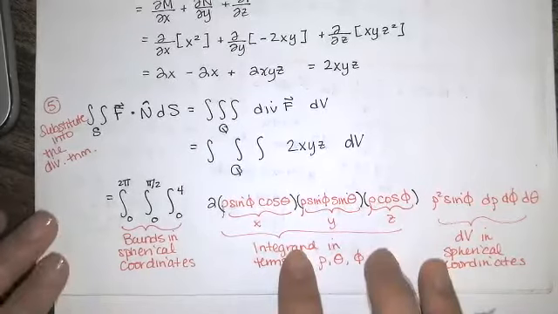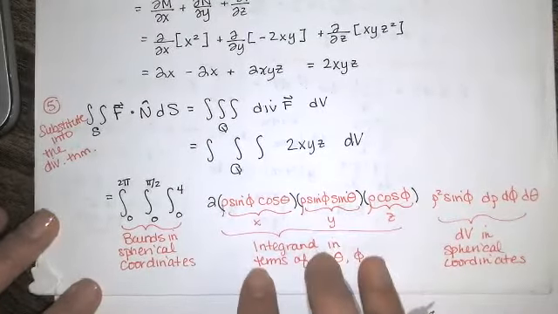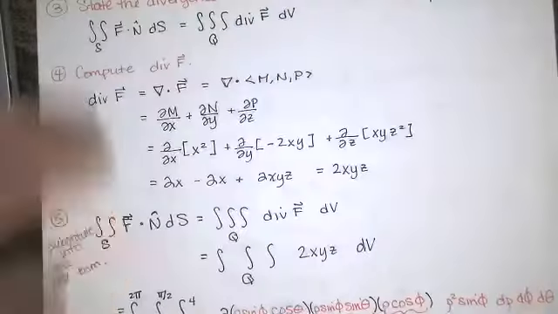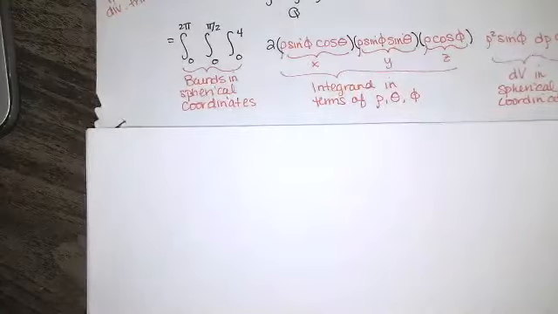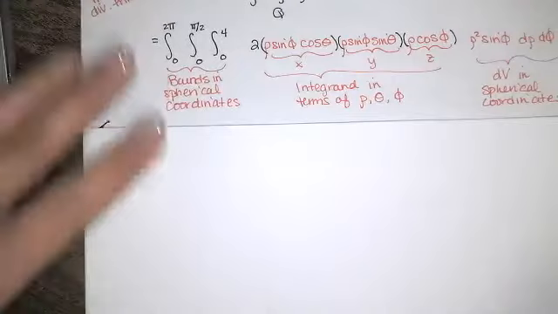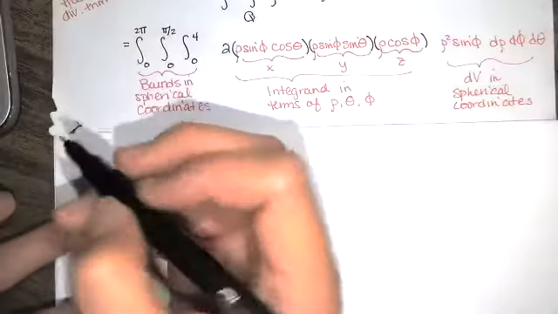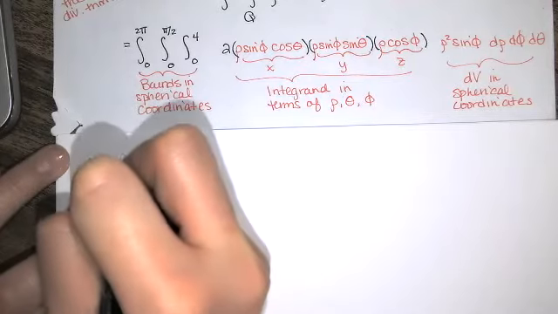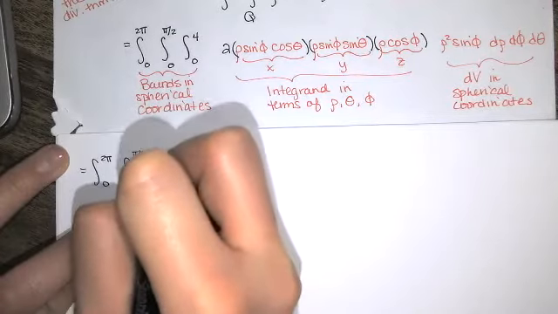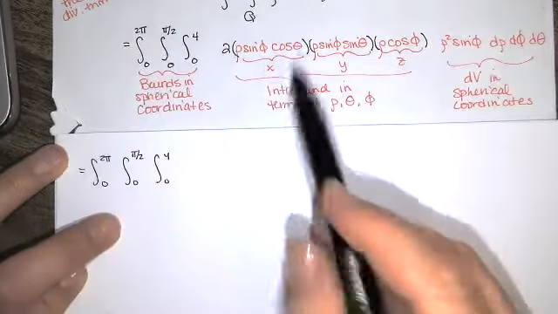So this is it. It's set up. If we actually want the flux through that surface, we need to evaluate this. This is our last example, so I'm just going to evaluate this integral and then we'll be done, at least with the divergence theorem. So I've got the integral from 0 to 2 pi, of the integral from 0 to pi over 2, of the integral from 0 to 4, and let's look at it.